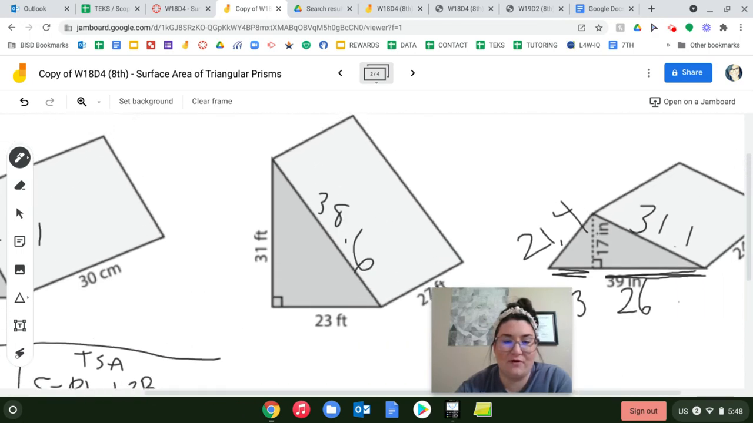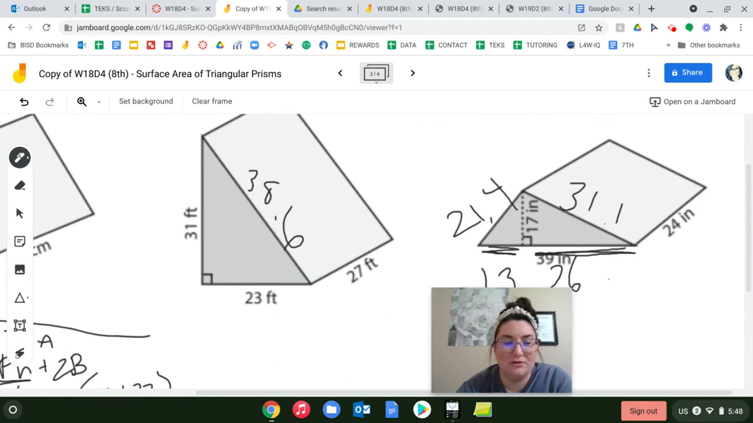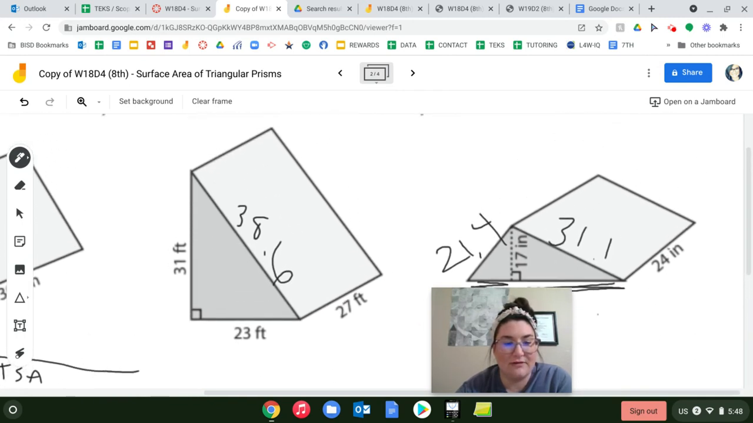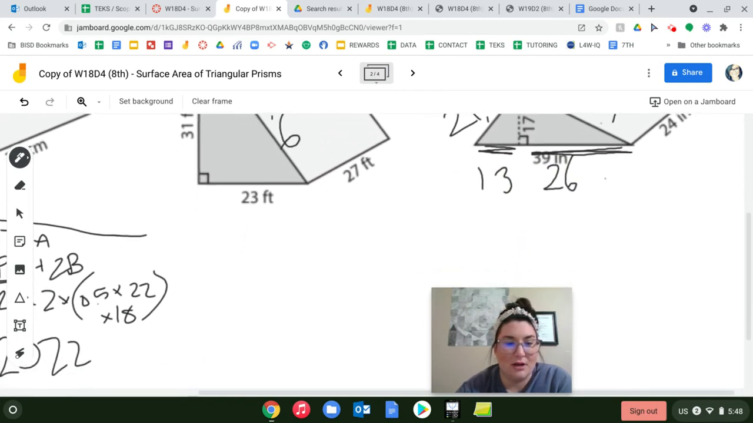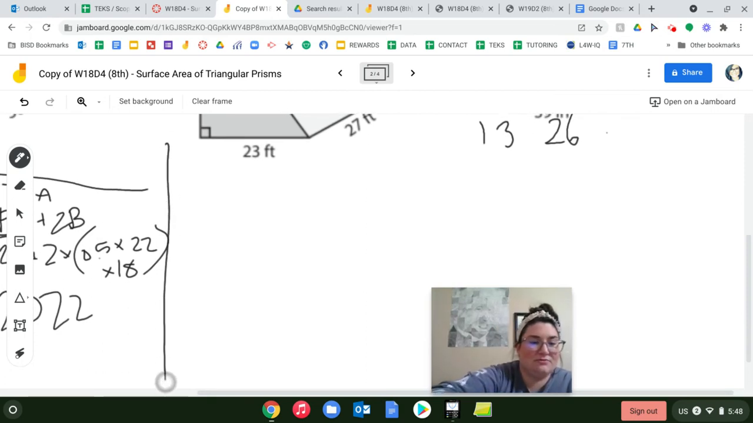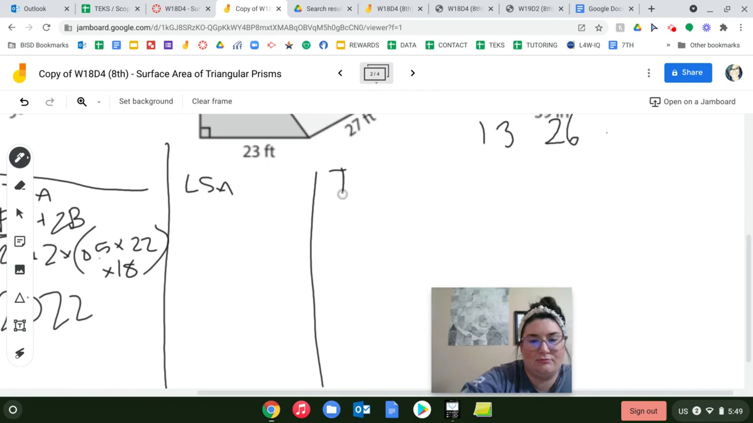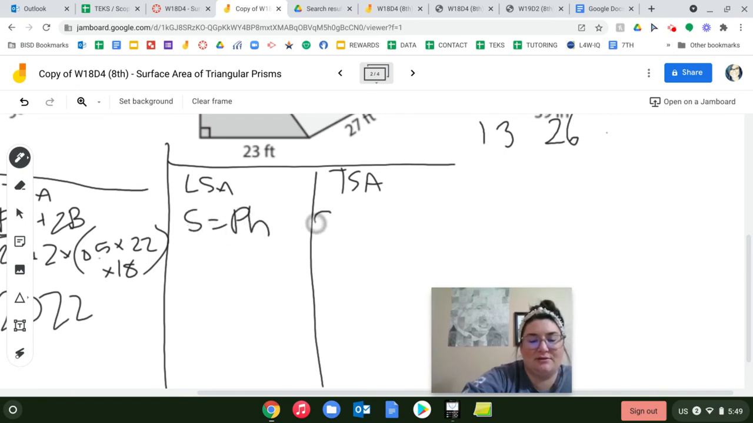All right, let's move over and we will do number 2 together. I have our work zoomed in. I'm hoping that that doesn't mess y'all up here. Let me go and write these. Lateral. So we have S equals perimeter of the base times height. Perimeter of the base times height plus 2 of our bases.